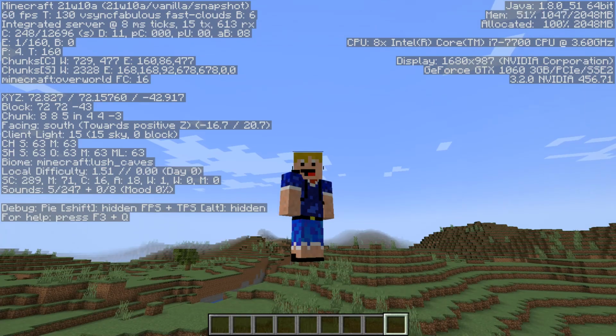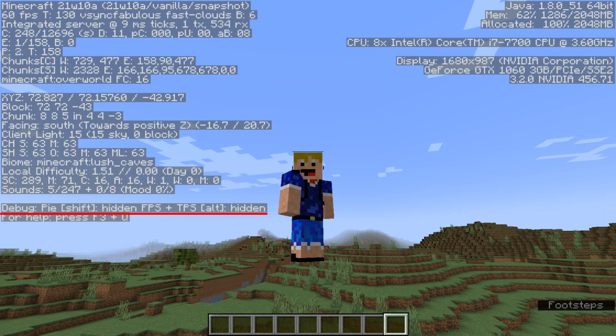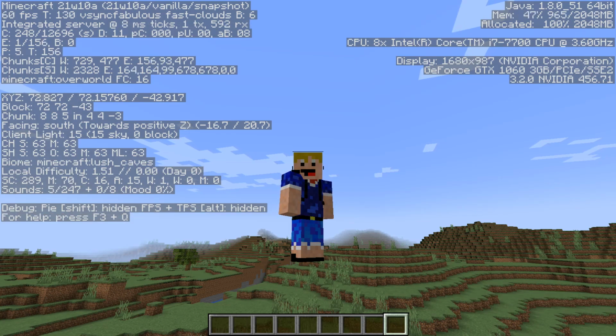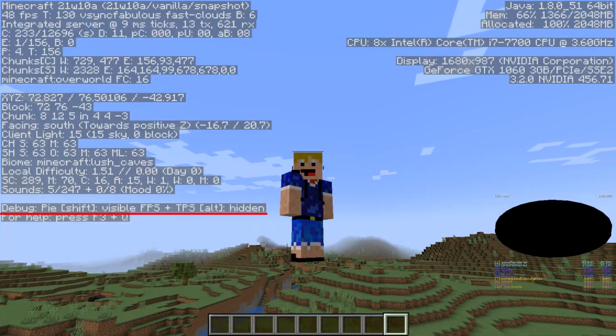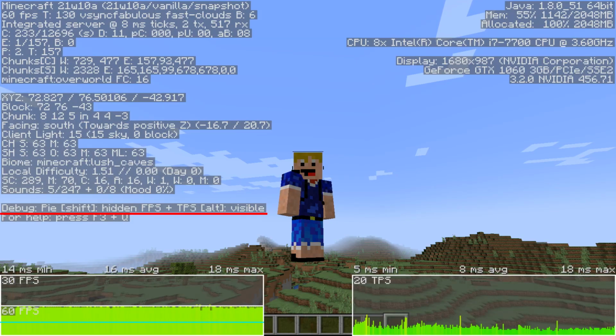Then below the second section, there can also be a section about the shaders you have equipped. I currently don't have any shaders on because I'm in the snapshot, but there could be information on your shaders there. Then the third section here showcases if you have the pie chart visible and if you have FPS plus TPS visible. So you can activate these by holding shift and pressing F3. So as you can see, we see the pie chart and it also says visible here. And you can also hold Alt and press F3, and then you will see these graphs on FPS and TPS as well.